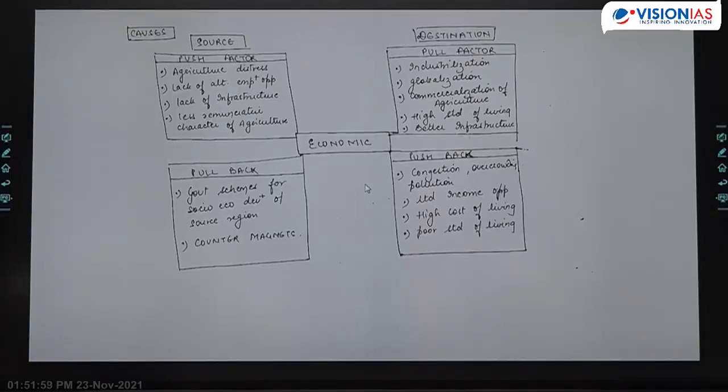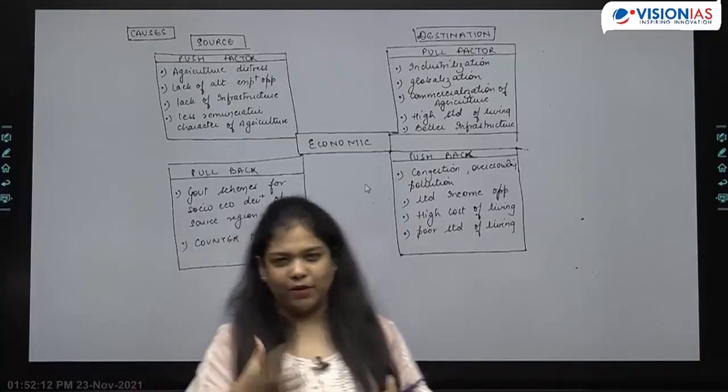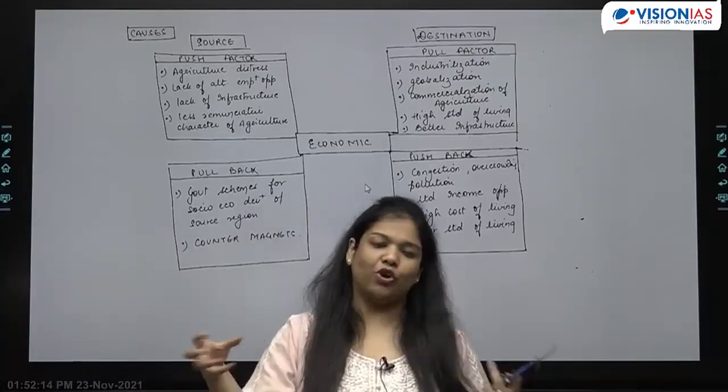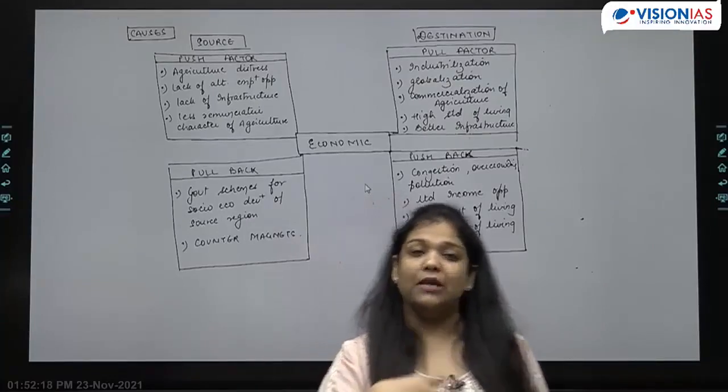So what is the pullback factor? For example, the government schemes for socio-economic development of your source region, or counter magnet. Actually, counter magnet का मतलब होता है, थोड़ा different समझिएगा. Suburbanization means the normal, gradual, organic proliferation which is happening on the fringes of a city. Counter magnet is a deliberate intervention.